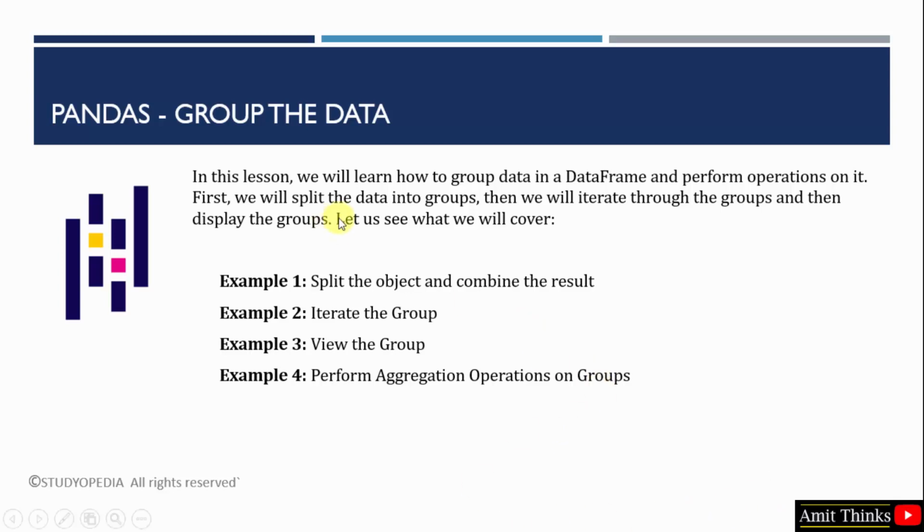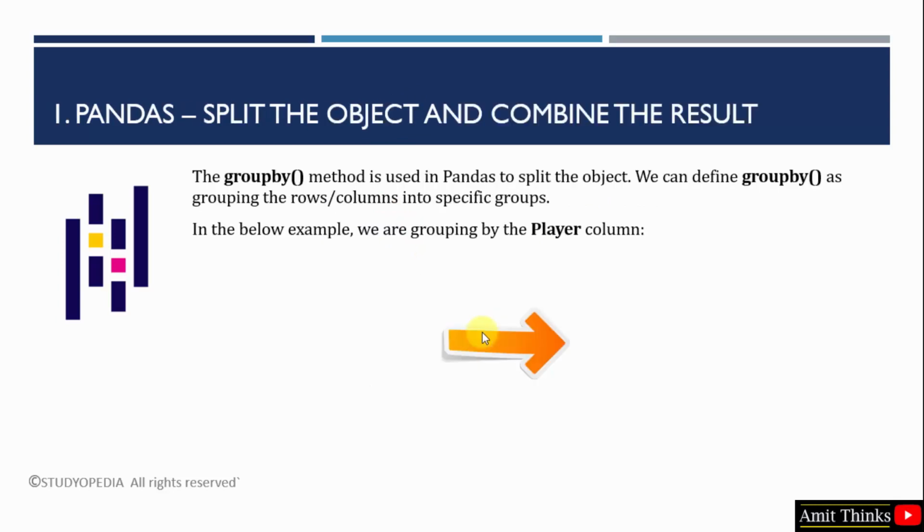So herein, we will first split the data into groups. Then it will be iterated and we will view the group and perform aggregation operations on groups, like getting the mean of the group data. Let's see. We will begin with the first example to split the object and combine the result. In the first example, we will use the group by method to split the object.